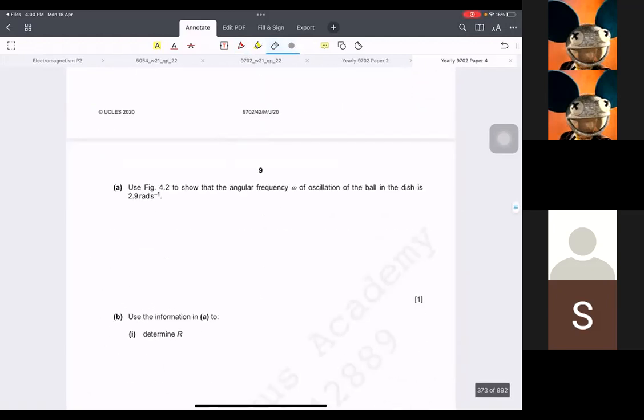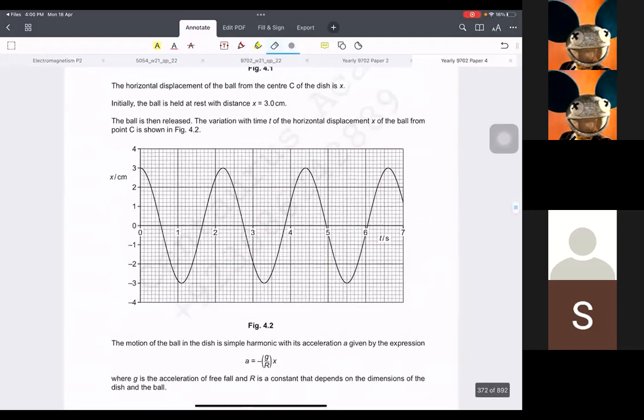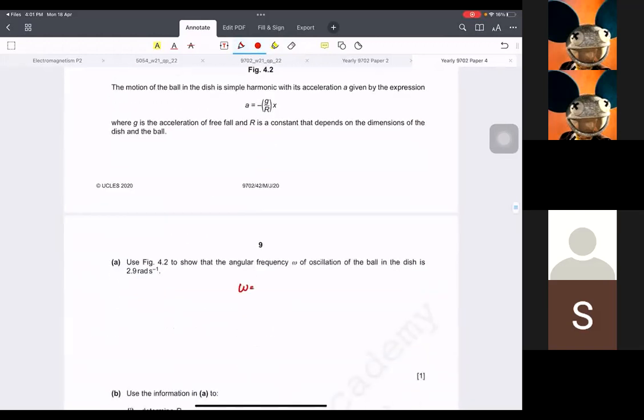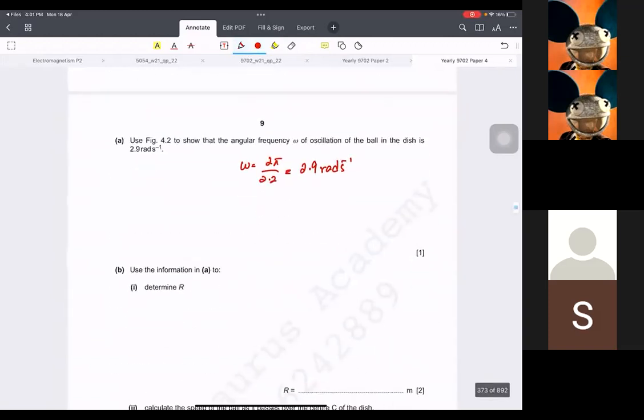Use the figure to show angular oscillation. This is 2.9. I hate it when they give you something like this, I have to calculate. It's 2.2. So omega is 2 pi by 2.2, and the answer should be 2.9. Right? Yes, sir, it is. Can't be wrong on that.